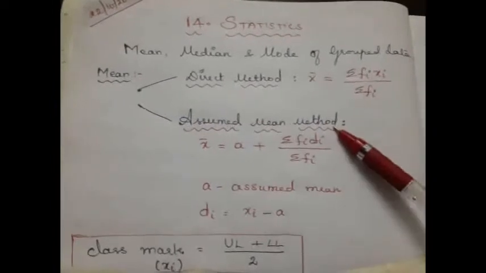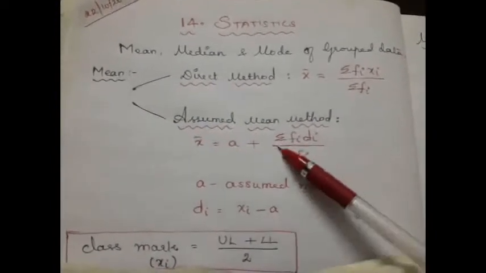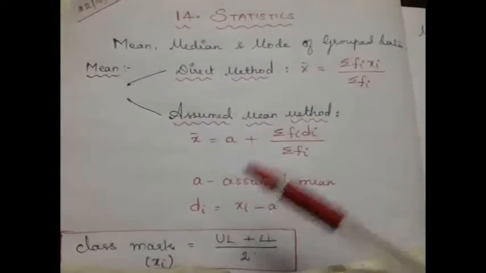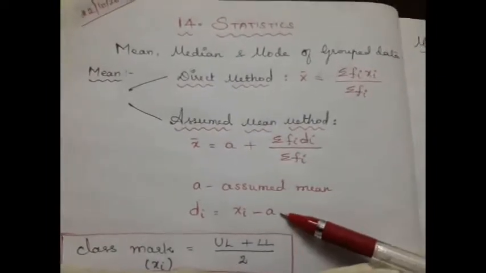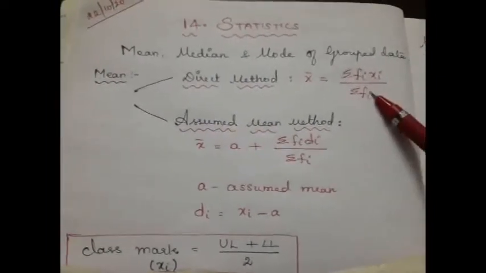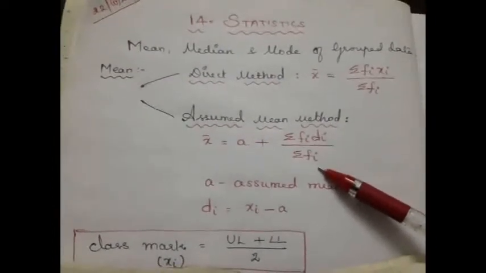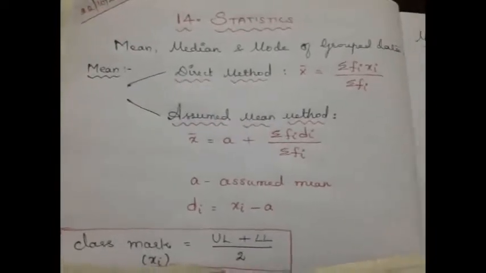Next is assumed mean method, where x bar is a plus summation fd divided by summation f, where a is the assumed mean and d is x minus a. There is a slight difference between direct method and assumed mean method. As I told you, when I explain it with an example, you will get a better clarity. Let us see an example.